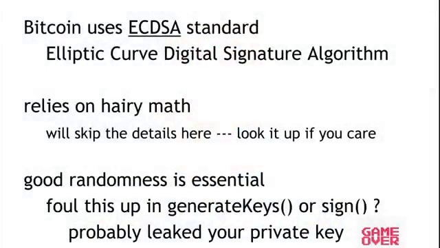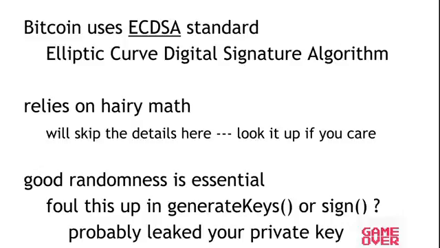Okay, now let's get into the nuts and bolts. Bitcoin uses a particular digital signature scheme that's called ECDSA. That's the Elliptic Curve Digital Signature Algorithm, and it's a US government standard. We won't go into all the details of how ECDSA works. It relies on some extremely hairy math, and trust me, you don't want to see all the details of how that works. You can look it up if you're interested.